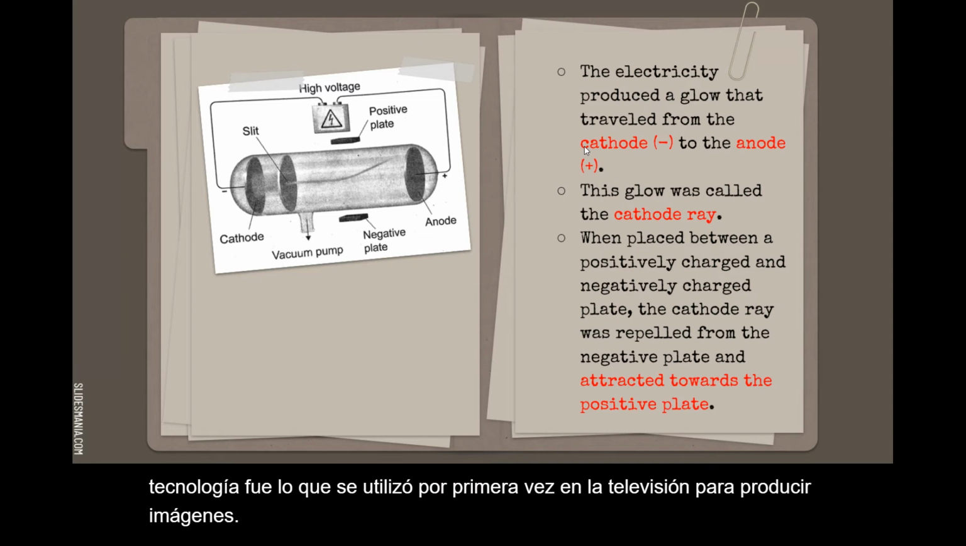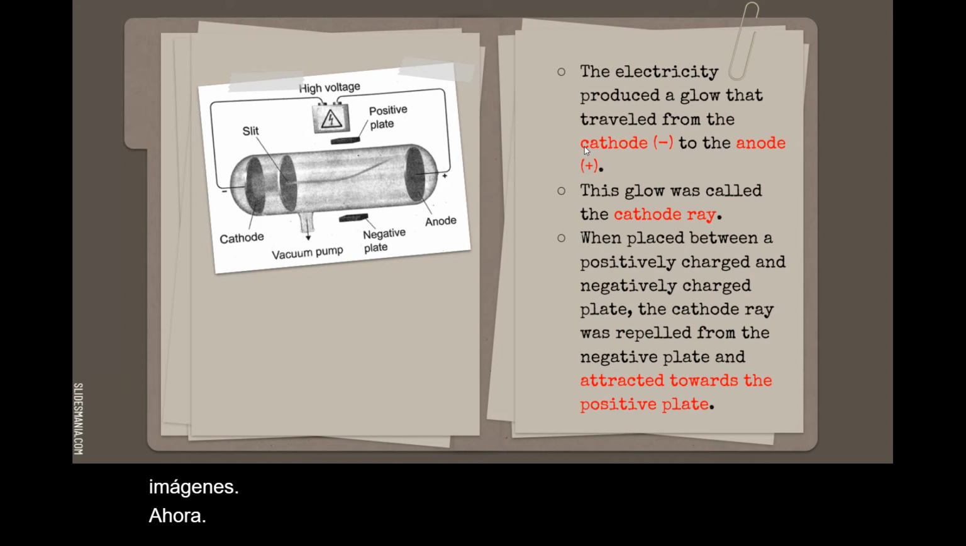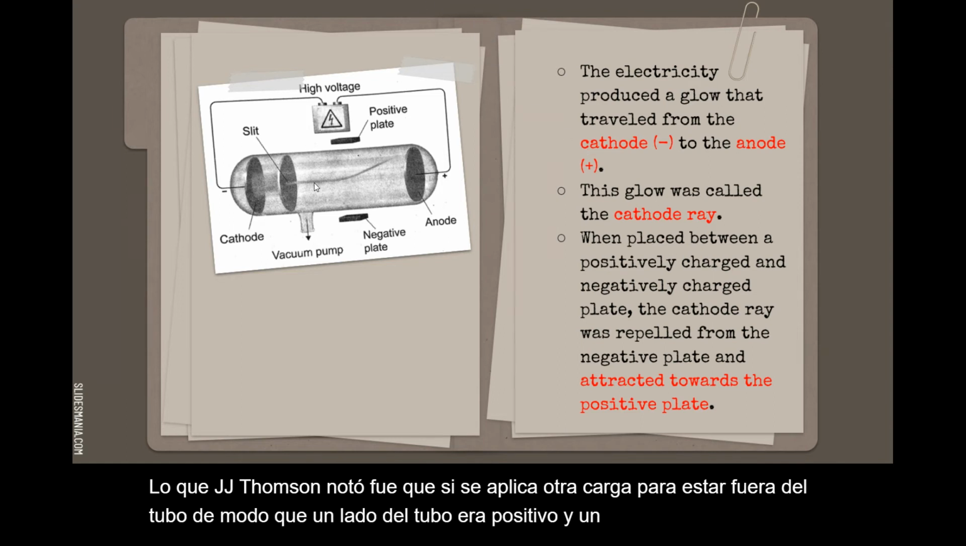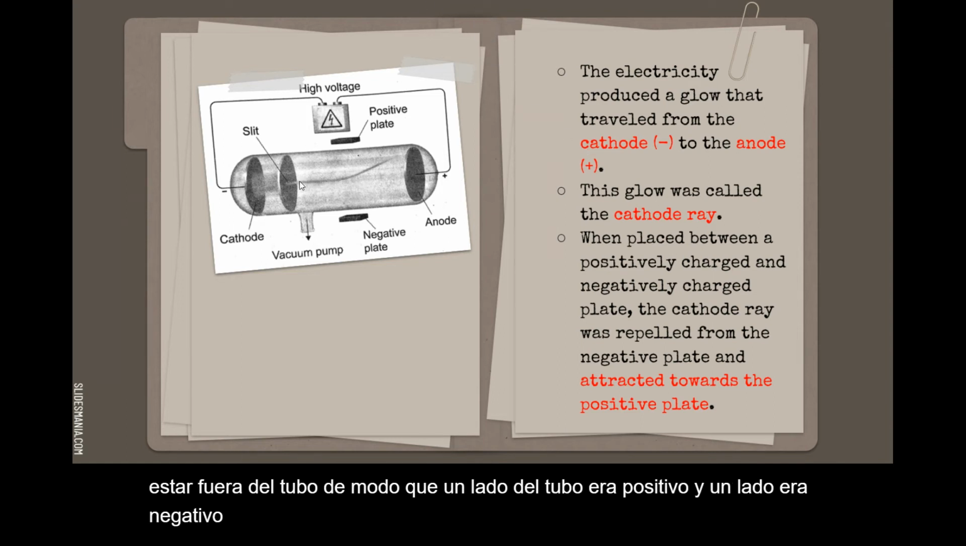Now, what J.J. Thomson noticed was that if you were to apply another charge to the outside of the tube, so that one side of the tube was positive and one side was negative, you could bend that beam of light. And it always went away from the negative plate and towards the positive plate. So it was attracted to positive.